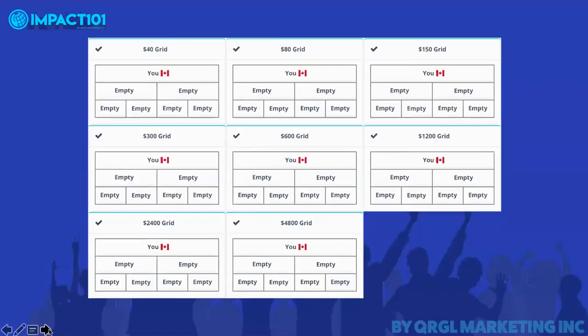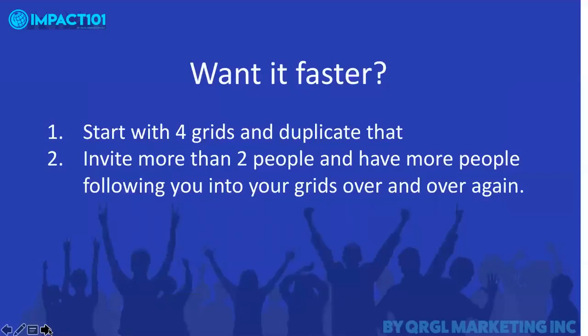Now maybe you want it even faster. Well, there's a couple ways you can make it happen faster. Number 1, start with 4 grids and duplicate that with your people. Or start with 5 or 6 grids and duplicate that, whatever works for you. Or number 2, find more than 2 people, because the more people you invite, the faster it goes. That's because your grids fill up even quicker because all of your people are following you, and so are their teams. This is a strategy that's going to help you maximize the donations to you.